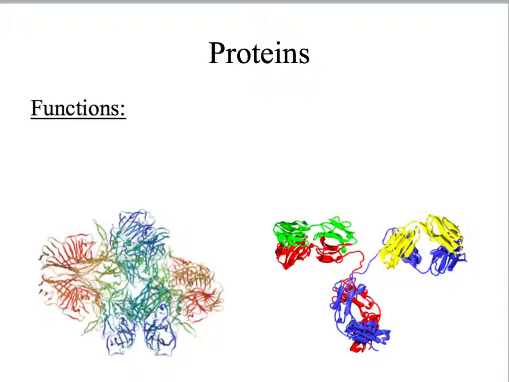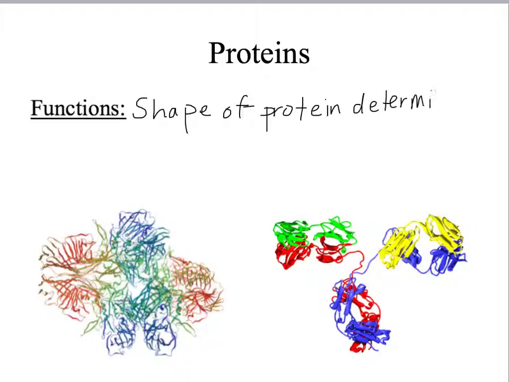Last thing we need to talk about is, why are proteins important? What do they do? The first thing that I want you to remember, and you went over this in class as well, is that the shape of a protein determines its function. So protein shape is really important. I just have 2 examples of some protein shapes down here. You can see that they're very different from each other. And if those shapes would change, they wouldn't be able to do what they're supposed to do.